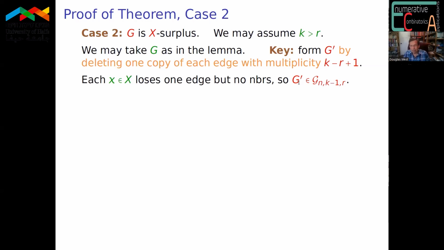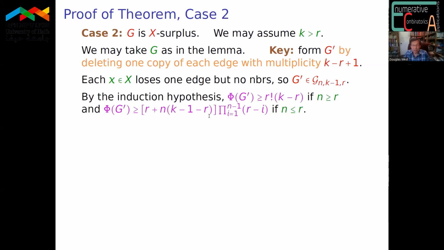So this new graph that we get by deleting those edges will be in this special family where, again, Hall's condition holds. We have N vertices in X. Each has degree at least K minus 1, actually exactly K minus 1, and it has R neighbors. So we can apply the induction hypothesis to G prime. If N is at least R, we'll have R factorial times K minus R X matchings. And if N is at most R, we'll again have this ugly looking formula where we replace the K by K minus 1.